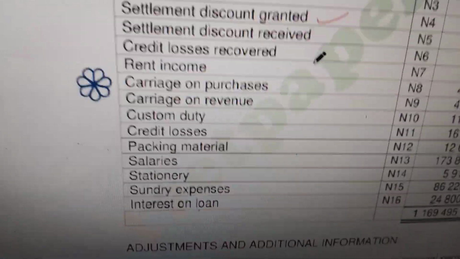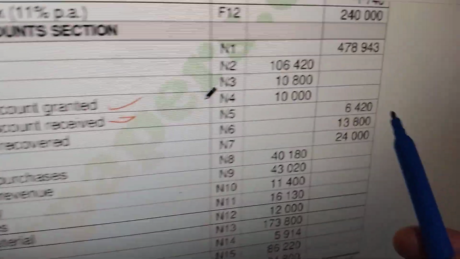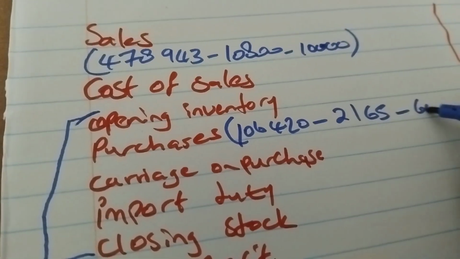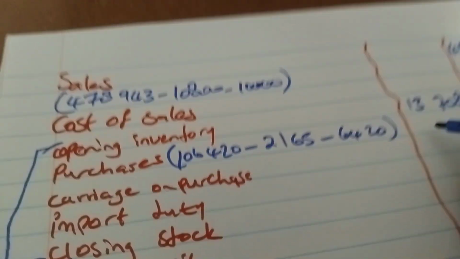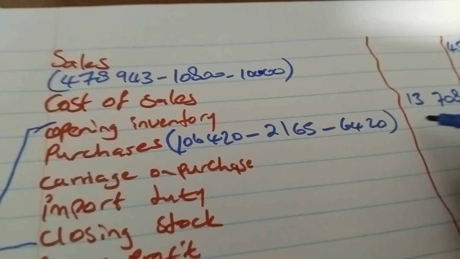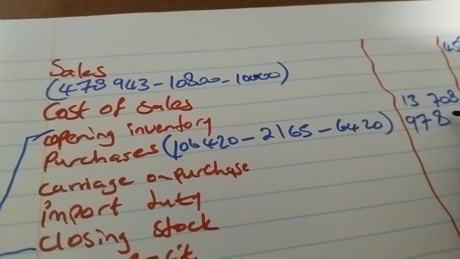We also less what? The settlement discount received. The settlement discount received is 64.20. And then when you add this, they must give you what? They must give you 97,835. Right? Let's go to carriage on purchase.